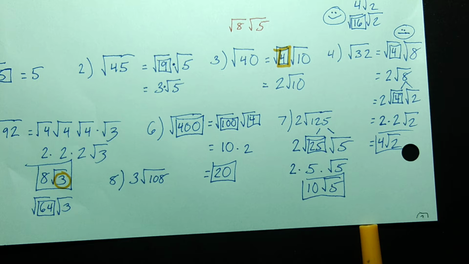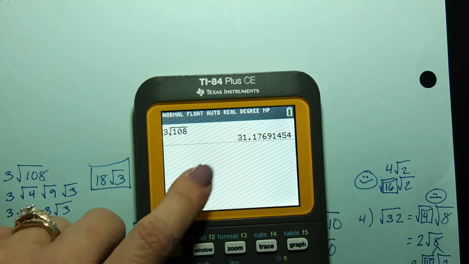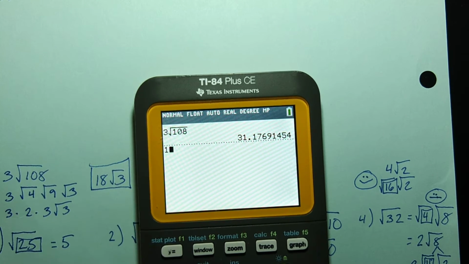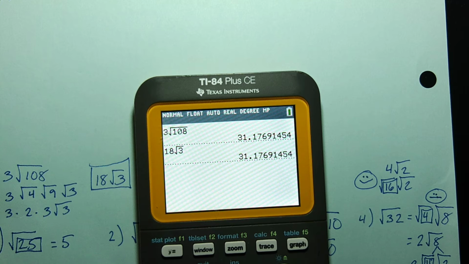Check it on your calculator. Try doing 3, then the square root button, kitty corner from your 7, 108 under the square root, and check what you got. So there's the nasty radical that we start with, and when I simplify it, 18 radical 3, same nasty decimal. So there's your answer, 18 square root of 3. Raise your hand if you got that right.